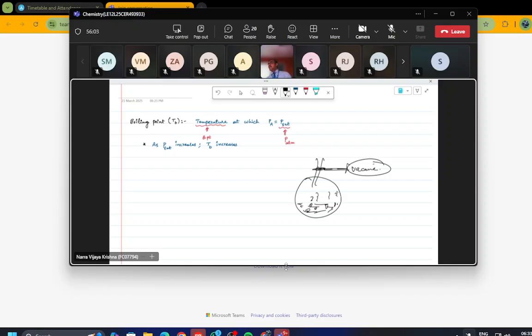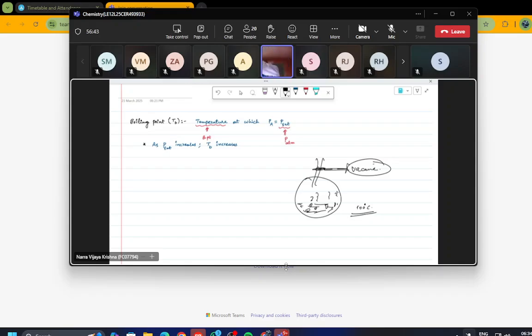Right? Now tell me, water boils at 100 degrees centigrade. Right statement or wrong statement? Water boils at 100 degrees centigrade. Yes or no? If you don't mention pressure, it is wrong. Water boils at 100 degrees centigrade if and only if P external is equal to 1 atmosphere. If P external is decreasing from 1 atmosphere, the boiling point of water also will keep on decreasing.